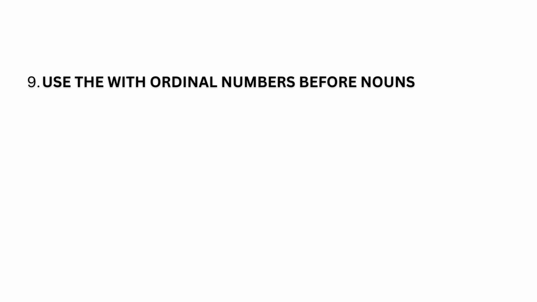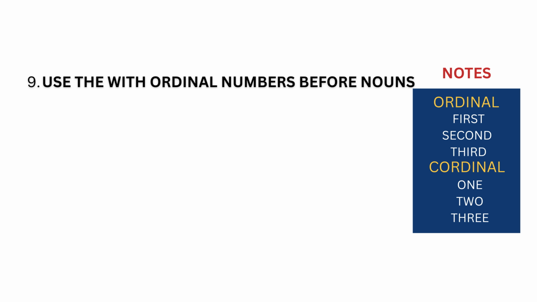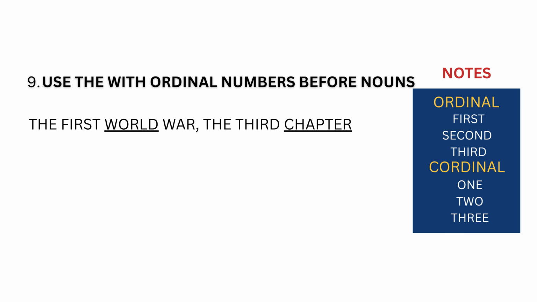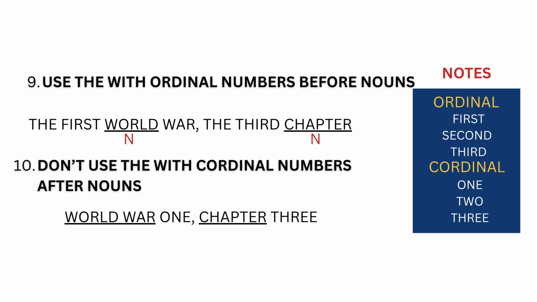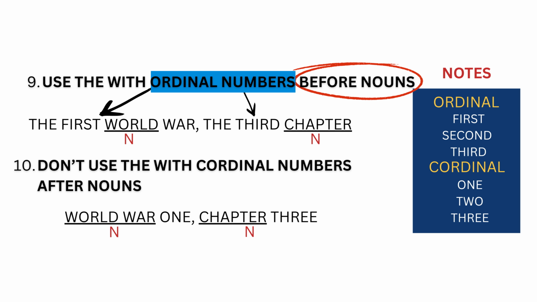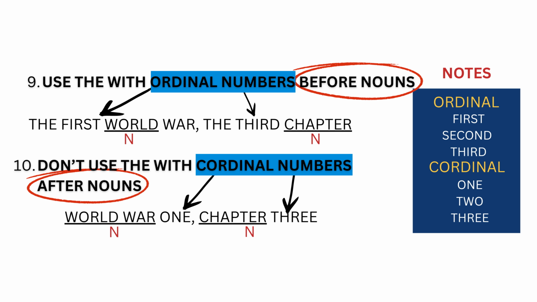Number 9. Use the with ordinal numbers before nouns. Ordinal numbers are first, second, third, fourth, fifth, like that. For example, the First World War, the third chapter. And don't use the with cardinal numbers after nouns. Cardinal numbers are 1, 2, 3, 4, 5, 6, like that. For example, World War One, Chapter 3. Did you get the catch here? Ordinal numbers before nouns, cardinal numbers after nouns.